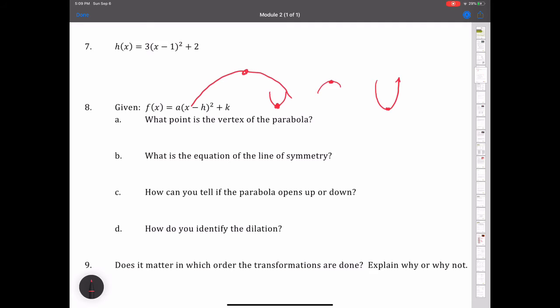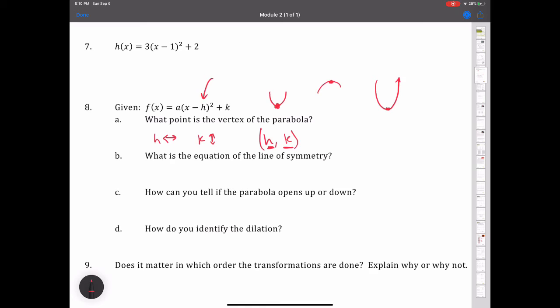So if we're looking at this general function here, what's the vertex of the parabola? Well, we know that h is our left and right move, and k is our up and down move. So if we're looking for the vertex of the parabola, we're going to take h and k. So it's our x-axis move and our y-axis move.